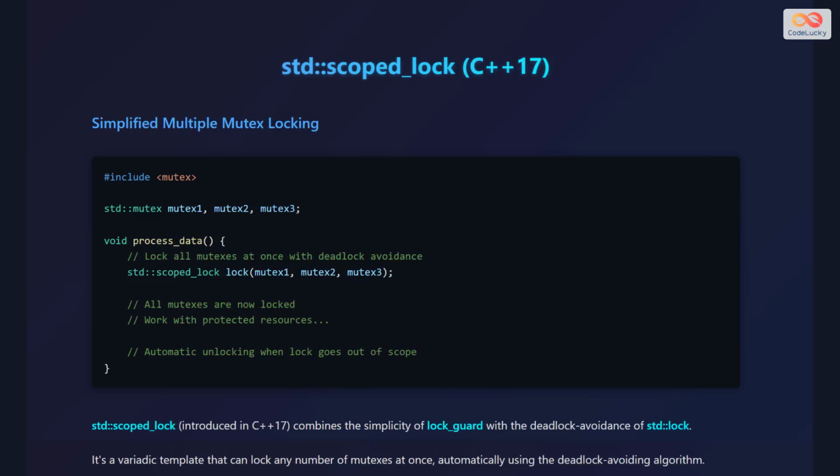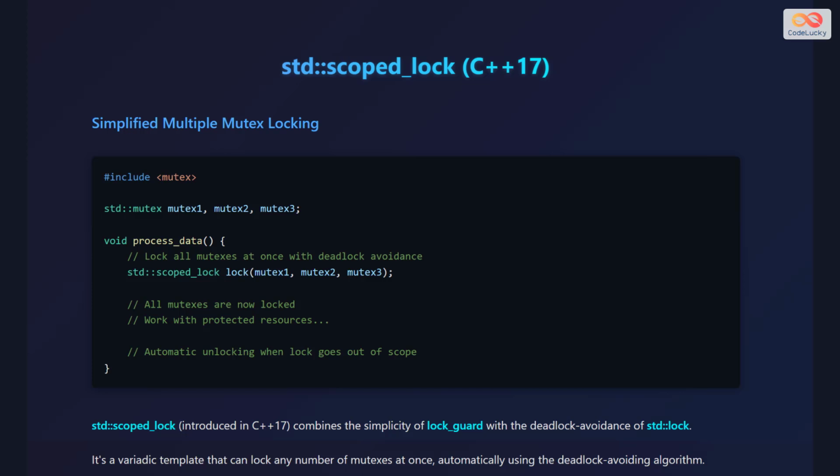Starting from C++17, std::scoped_lock provides a simplified way to lock multiple mutexes. Here's an example. Three std::mutex variables, mutex1, mutex2, and mutex3, are declared. The process data function uses std::scoped_lock to lock all mutexes at once, avoiding deadlocks.